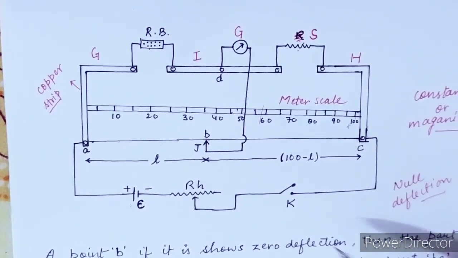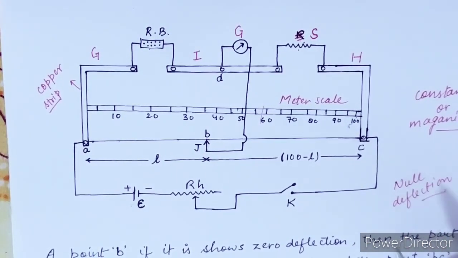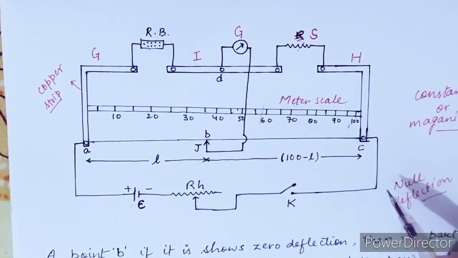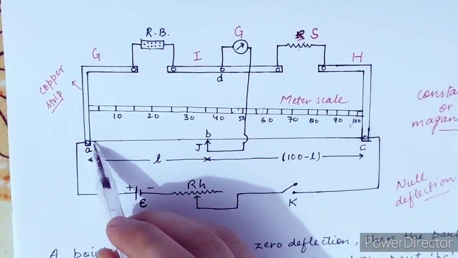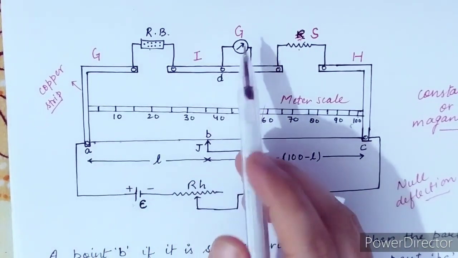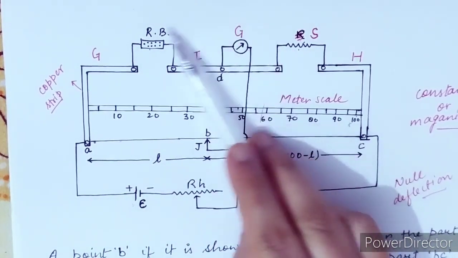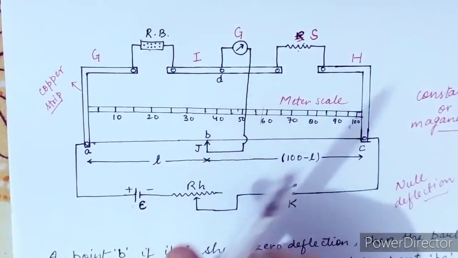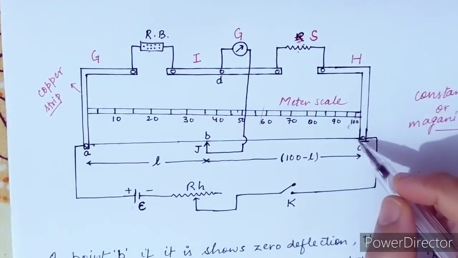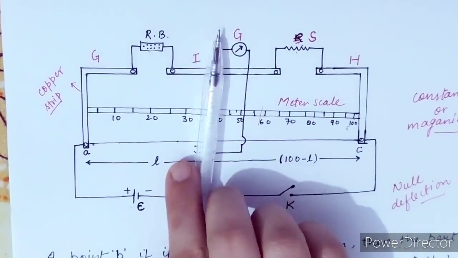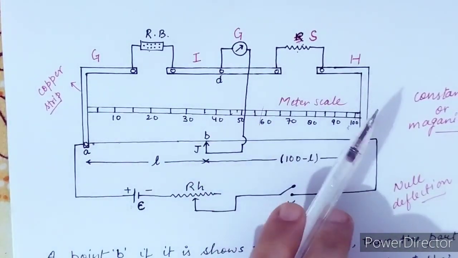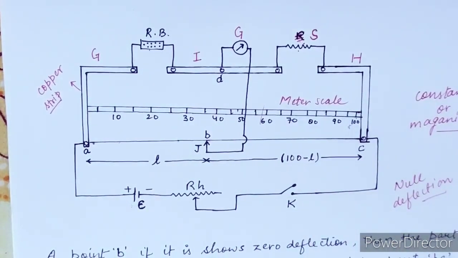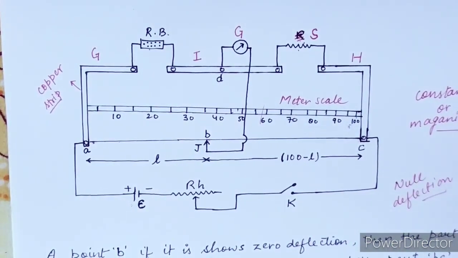Now if you want to check whether your connection is perfectly correct or not, first put the jockey at the end of the screw A of the wire. Suppose the galvanometer shows a deflection in this direction. Then put the jockey on the other end, and it will show a deflection in this direction. If the deflections at both ends are in opposite directions, your connection is perfectly correct. If the same direction is shown, something has gone wrong with your connections.